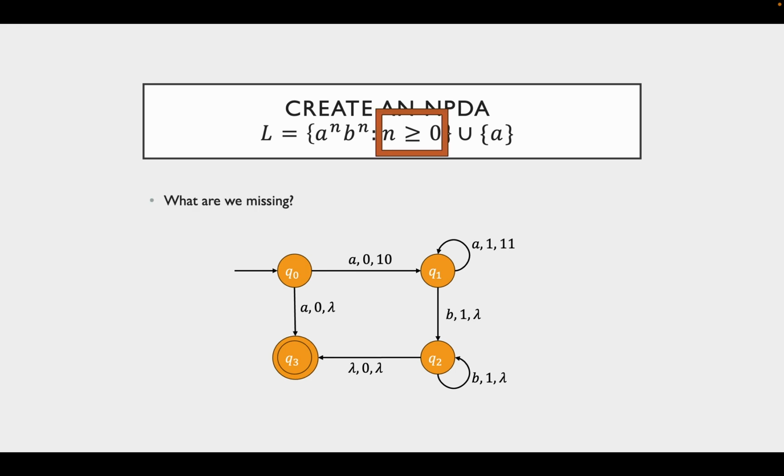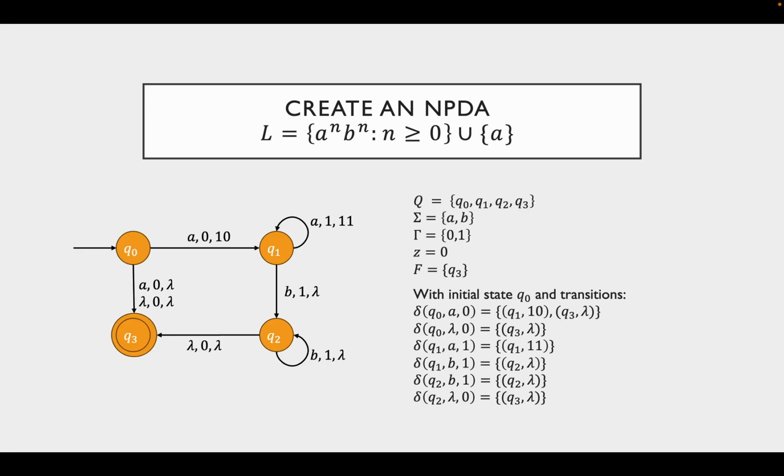We're still missing the fact that you can accept the empty string. So we add one more transition to our final state, which includes the empty string, where we read nothing, we pop a 0, and we push nothing to the stack. This is our final NPDA.